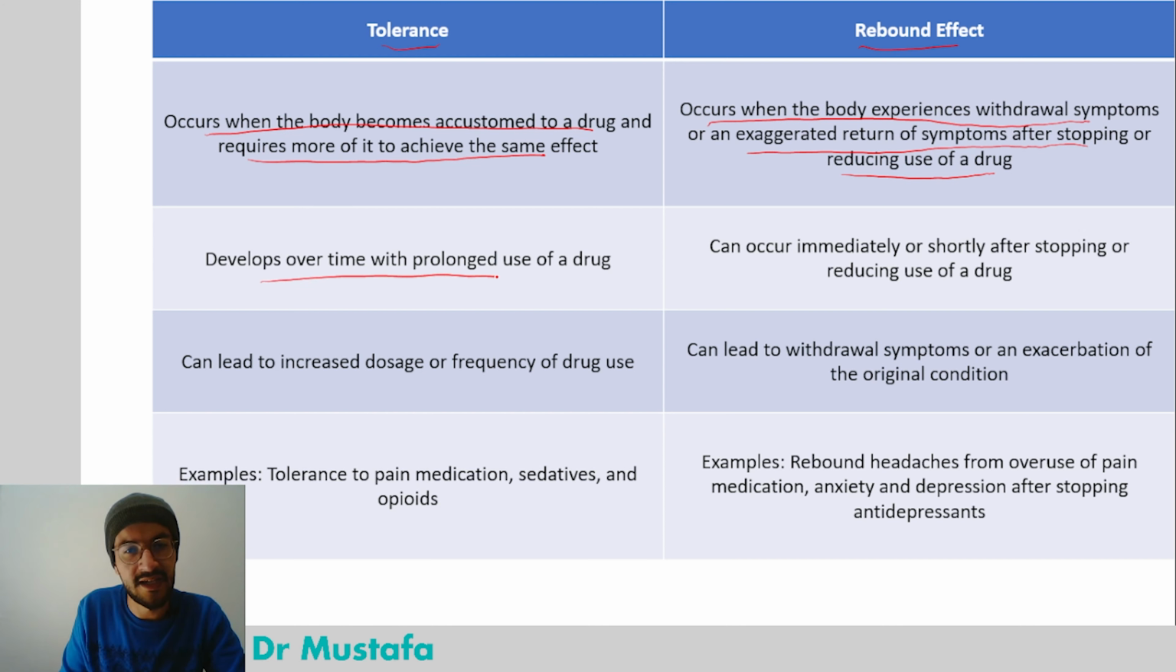Tolerance develops over time with prolonged use. Rebound can occur immediately or shortly after stopping or reducing the drug. Tolerance can lead to increased dosage or frequency of the drug use. Rebound leads to withdrawal symptoms or an exacerbation of the original condition. Examples for tolerance would be tolerance to pain medications, sedatives, and opioids. For rebound effect, examples would be rebound headaches from overuse of pain medications, and anxiety and depression after stopping antidepressants.